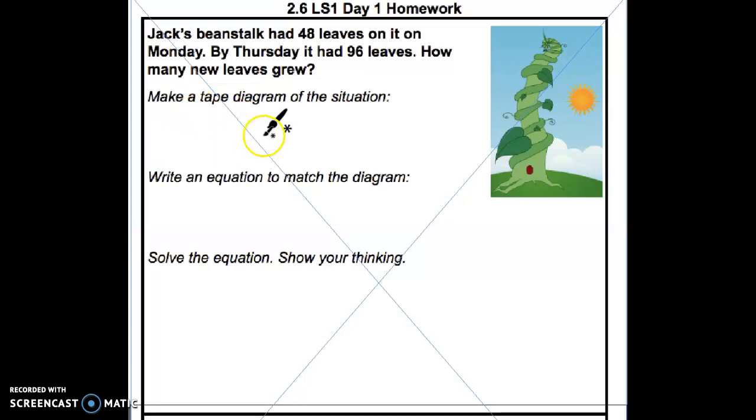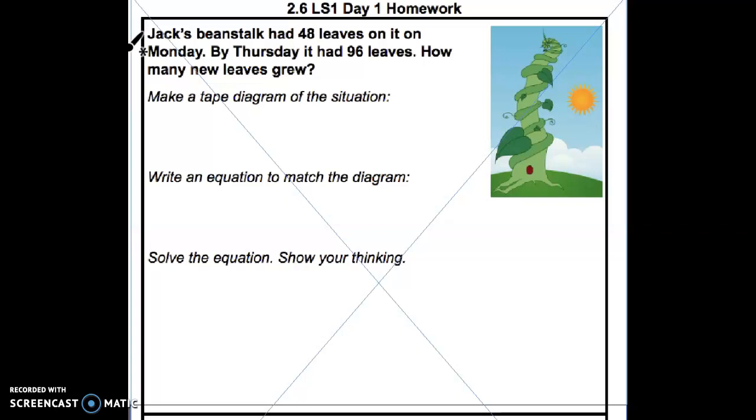After we do that, we're going to make a tape diagram using the information that we got from the word problem. We'll write an equation to match the diagram, and then we're going to solve the equation using 2 strategies to double check our work or to show our thinking. So our word problem says that Jack's beanstalk had 48 leaves on it on Monday. By Thursday, it had 96 leaves. How many new leaves grew?